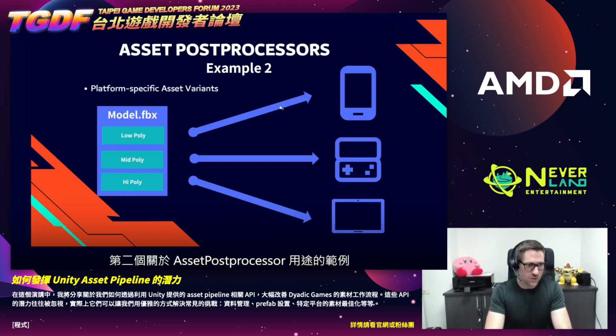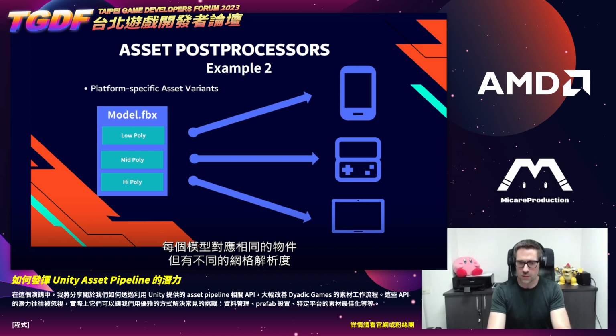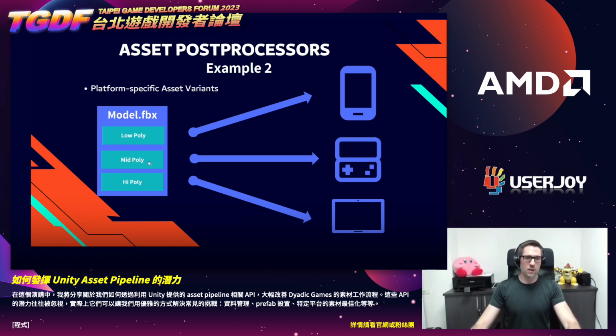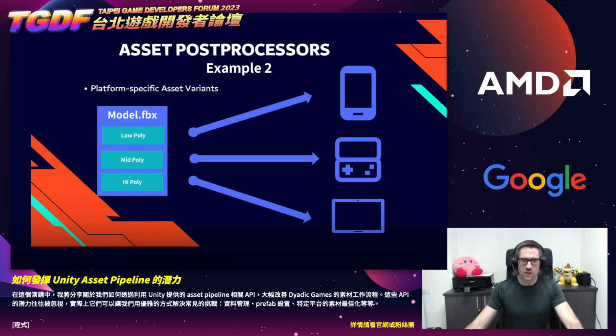Now, a second useful example for asset post-processors is when it comes to platform-specific asset variants. Suppose you have an FBX file with three different models, and each model represents the same object just in a different mesh resolution. And depending on the platform you are deploying it to, you want to show a different resolution of the mesh. So you want to have a high poly mesh for the standalone platforms, mid poly for console platforms, and low poly for mobile platforms.